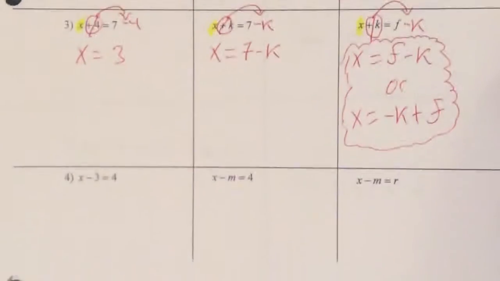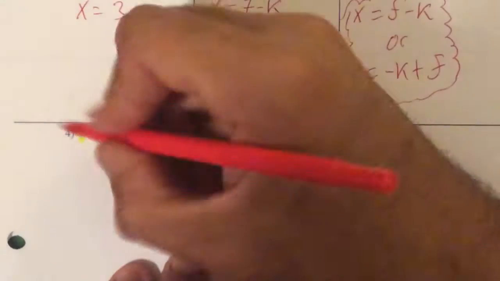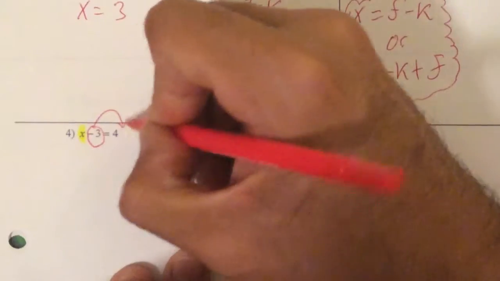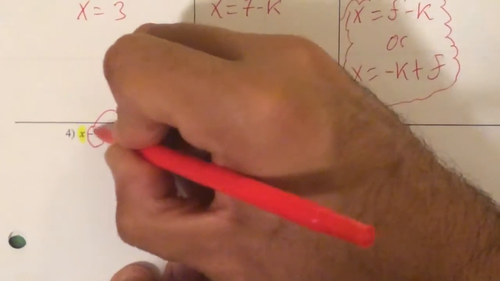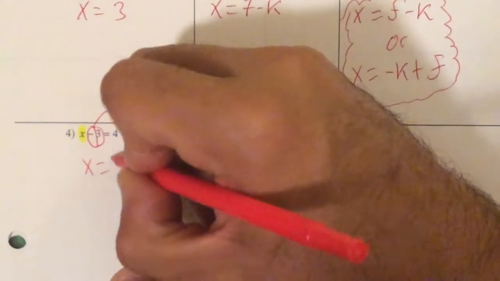Now let's look at set 4. Now we're subtracting 3, and obviously we're still solving for x. To move the minus 3 to the other side, I have to do the opposite, so it becomes a plus 3. That means x equals 4 plus 3, which is 7.